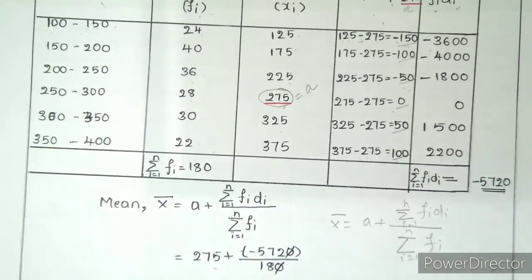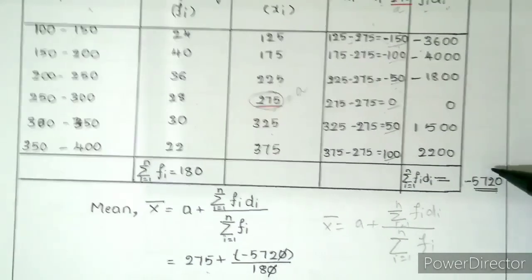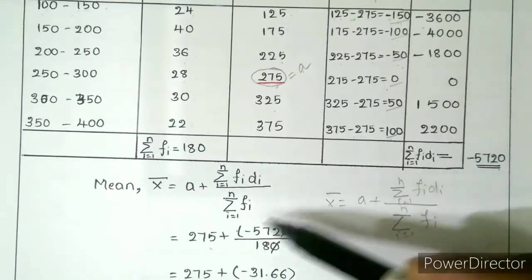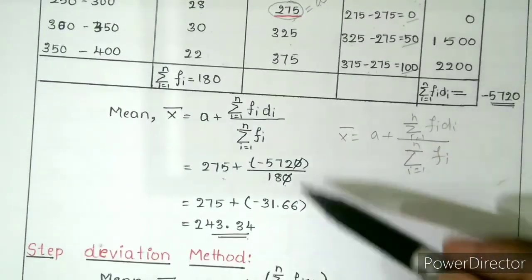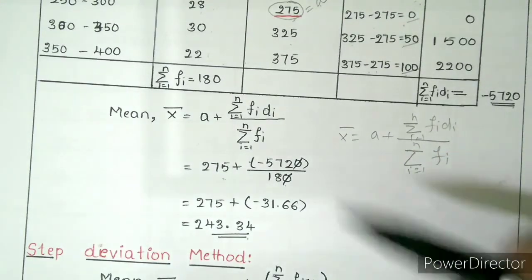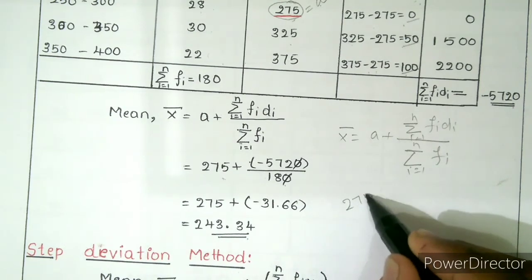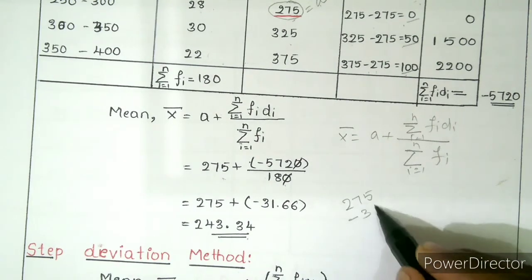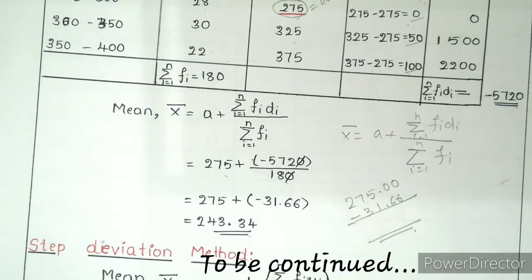The value of a is 275, and the summation i equal to 1 to n fi di you got minus 5720, and summation i equal to 1 to n fi you got 180. Substitute as it is. When you divide these two you get minus 31.66. So 275 minus 31.66 you get 243.34. You do it like this: 275 minus 31.66, taking two zeros, you get the answer here. Substitute at home and do that.